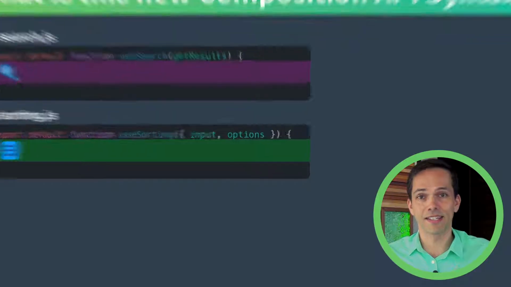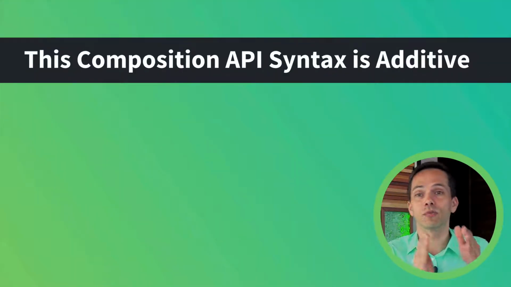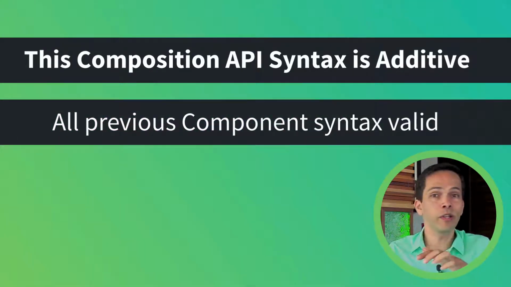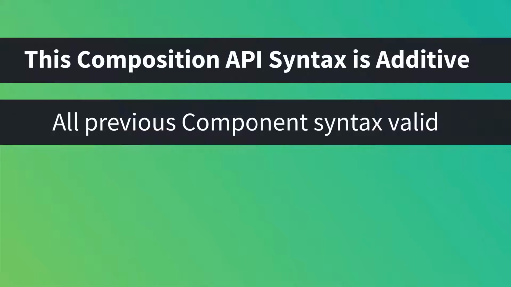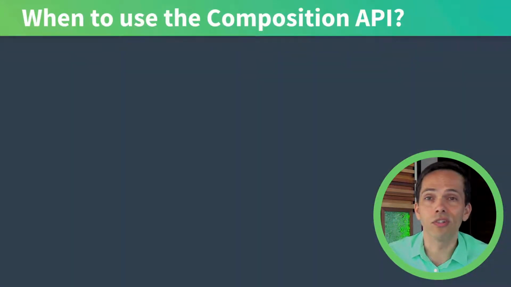I want to emphasize that the composition API is just additive. It's a second way to write components. All the previous component syntax that you're familiar with in Vue 2, you can still use. It's completely valid. The composition API is just a more advanced optional syntax. If that's the case, then when should you use it?